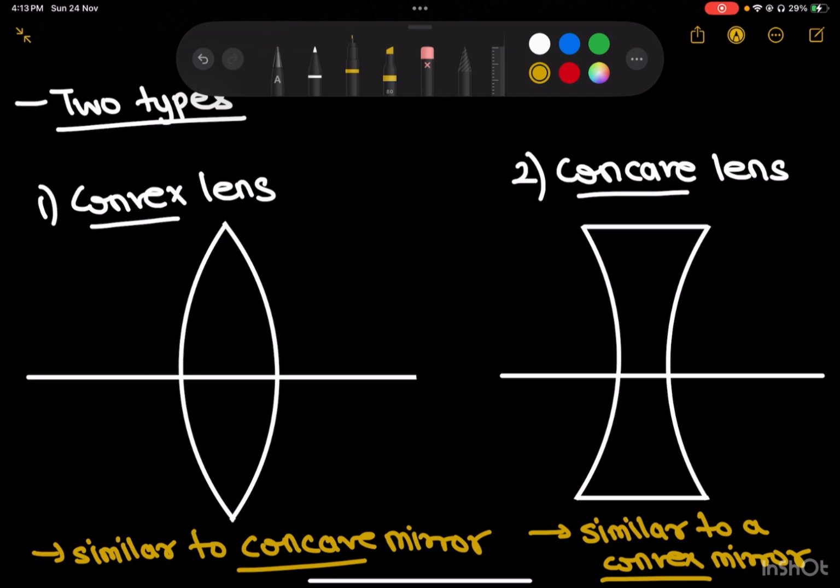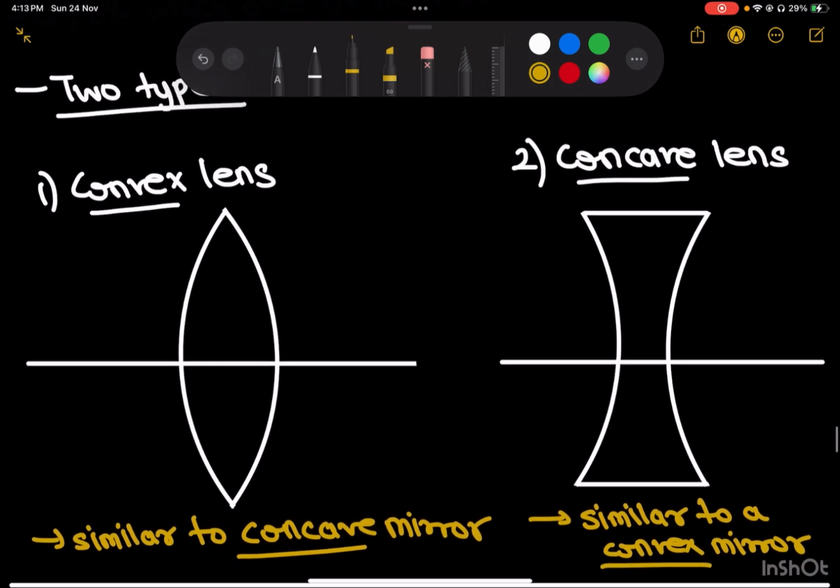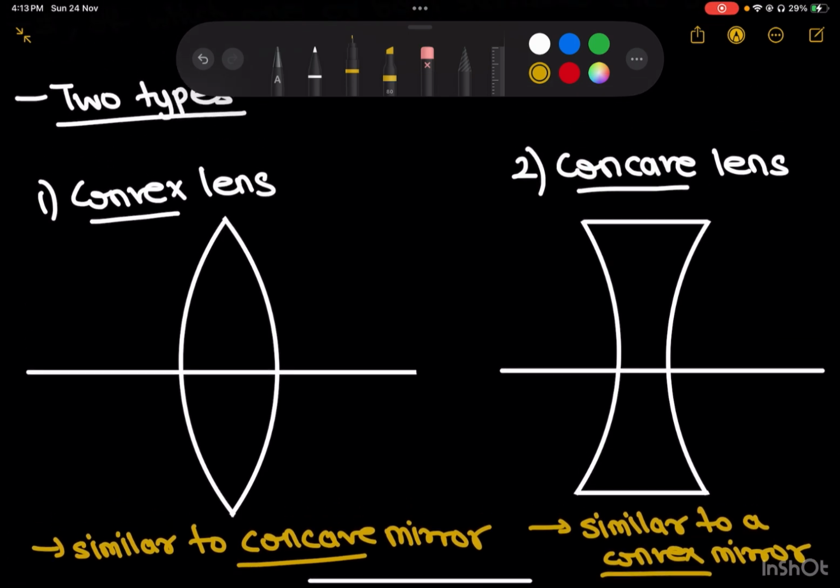Okay, similar to a concave mirror. What do I mean? The first thing which I mean is that we know that a concave mirror is a converging mirror, right? It directs the parallel rays towards the focus or to a single point. This exact same thing happens in a convex lens. Hence, a convex lens is also a converging lens. And a concave lens is same as a convex mirror. And we know that a convex mirror is diverging.